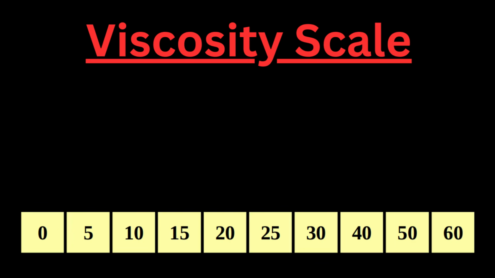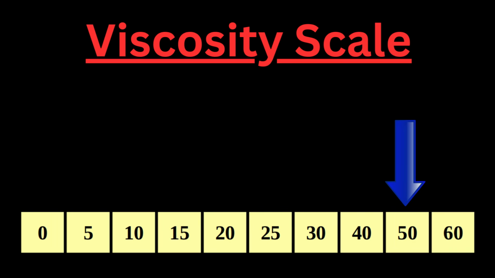Let's now compare our example oil to some others. Compared to our 5W30 example, 0W30 is thinner at low temperatures. We know because 0 is lower on the viscosity scale than 5. Additionally, compared to our example of 5W30, 5W50 is thicker at working temperature. We know because 50 is higher on the scale than 30.